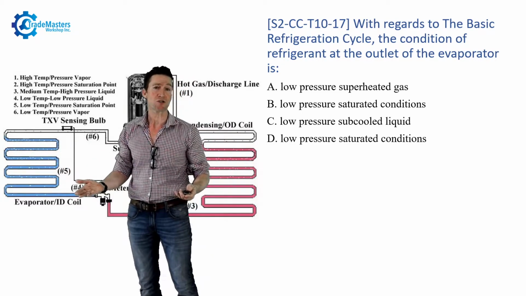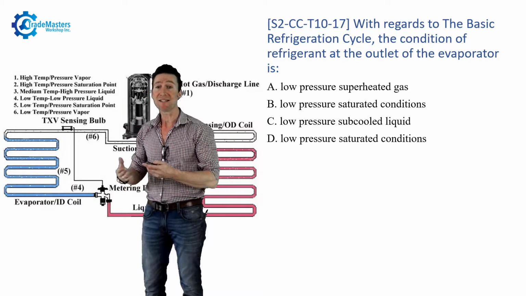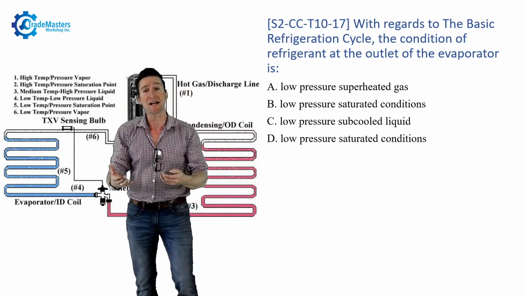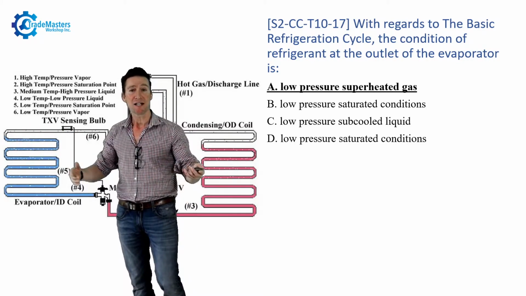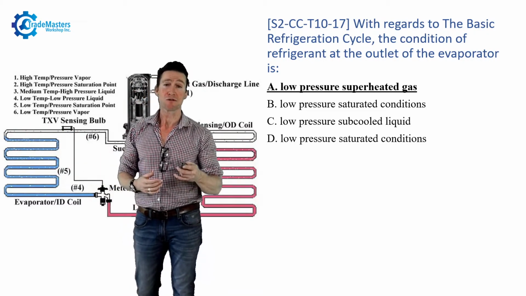The answer to the question about the state of the refrigerant at the outlet of the evaporator is really asking you what is the state of the refrigerant as it enters the suction line. And the answer should be a low pressure superheated gas.